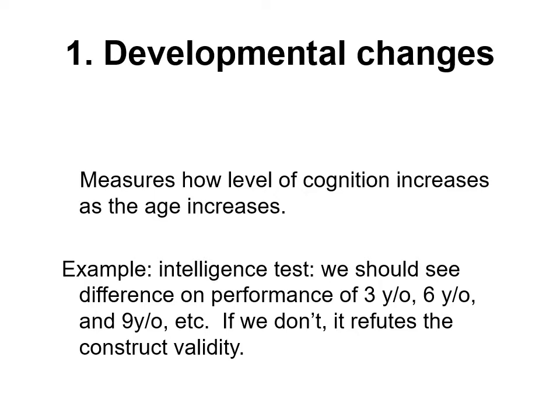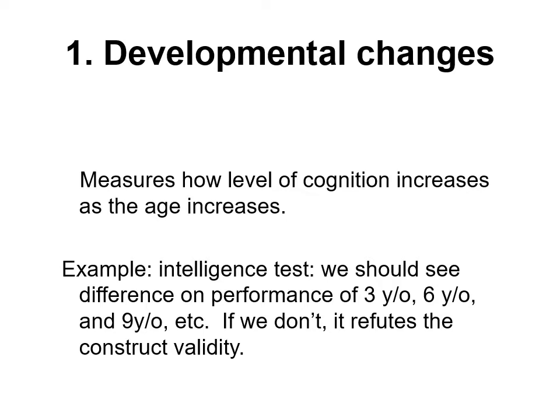All right, the example I give you here is on intelligence tests. We should see a difference in the performance of the 3-year-old, 6-year-old, and 9-year-old, based on the logic that a 9-year-old should know more than when they were 3 years old. Now, if we don't see such a correlation, then it should refute the construct validity.